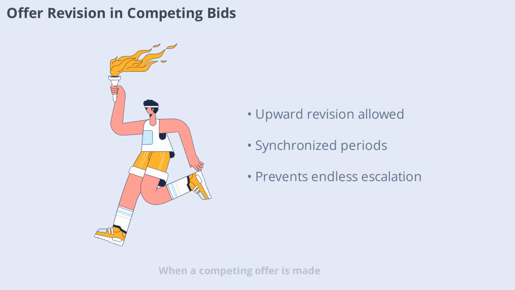When a competing offer is made, the original acquirer can revise their offer upward in response. Both offers' tendering periods are synchronized, giving shareholders a fair chance to evaluate and choose. Regulation 20's cutoff date prevents endless escalation, ensuring the process remains efficient and predictable.